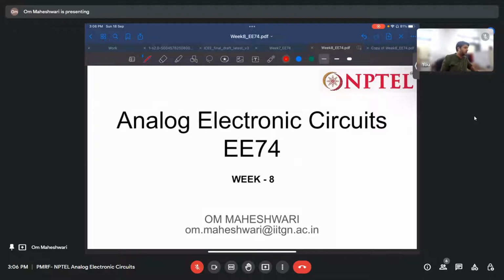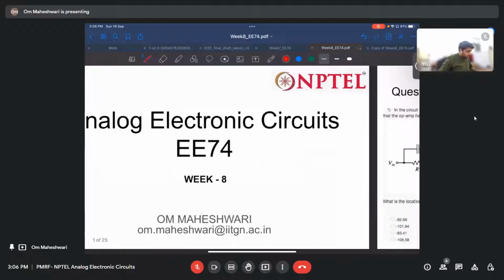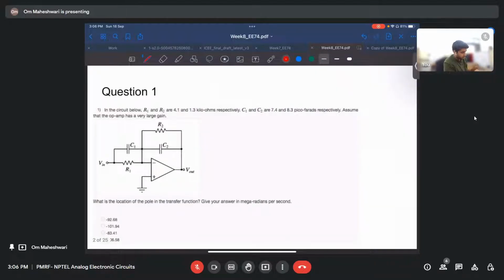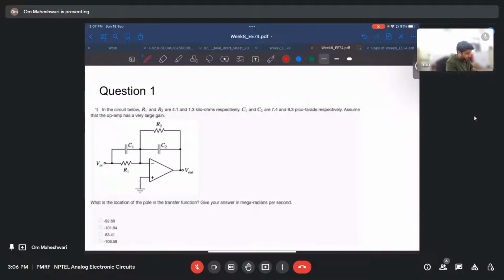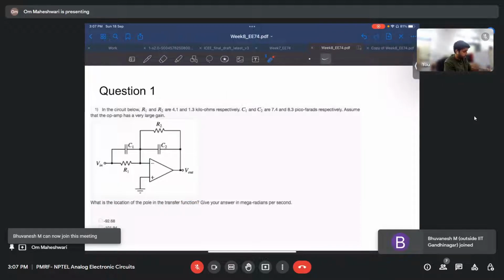so let us start with this week's problems. Okay, so we have been given a circuit here, and what we have to find is the pole in the transfer function. So to find the pole, we first need to find the transfer function itself. So let us see how we can do that. This is a simple question.